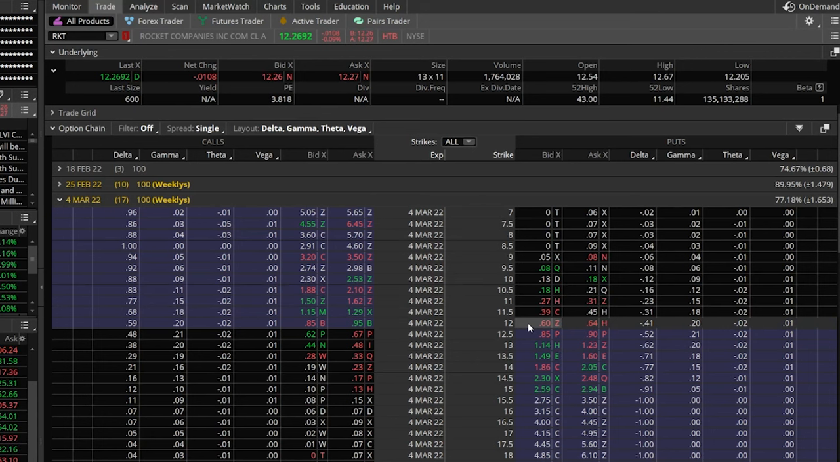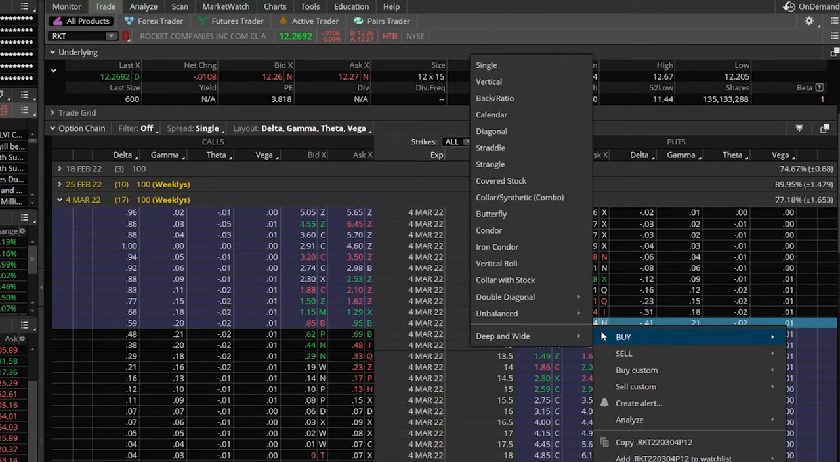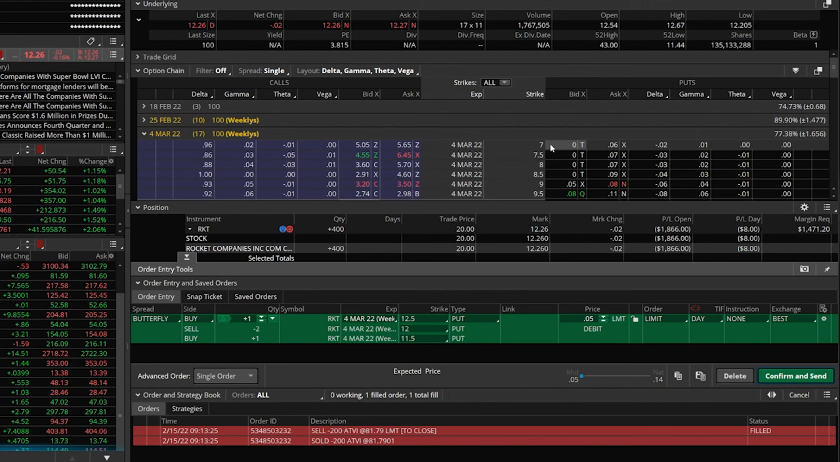For this one, we're looking at the put side, and all I want to do is go ahead and right-click on that strike price where we think Rocket is going to be on the 4th of March. So we're going to go ahead and right-click on the $12 strike. I'm going to come over here to buy, and I'm going to find Butterfly down here below. As soon as we click on that, you can see a Butterfly spread gets built out for us automatically down below, so it kind of does all the work for us.